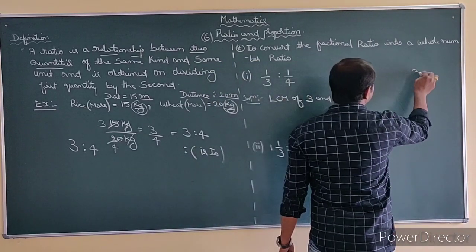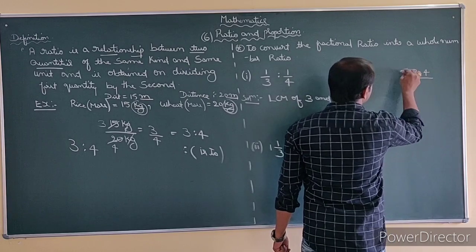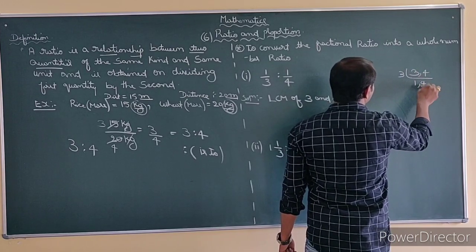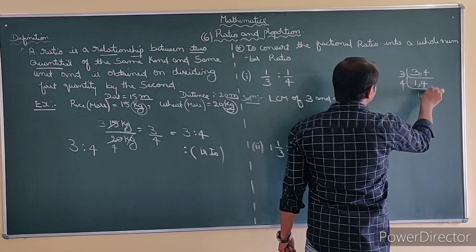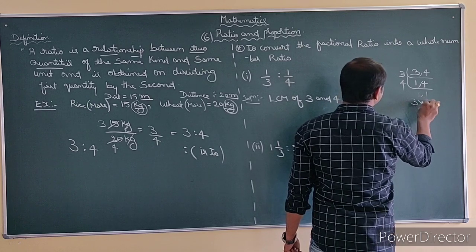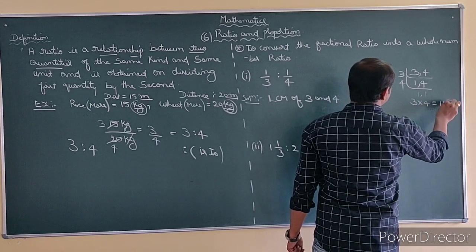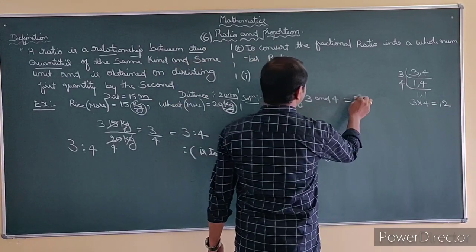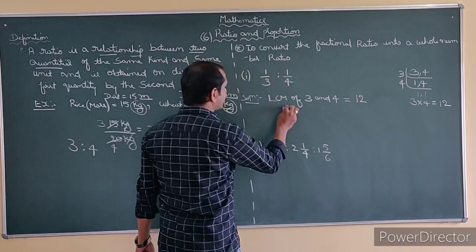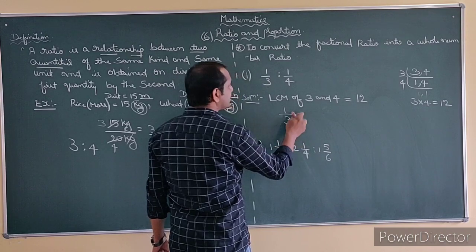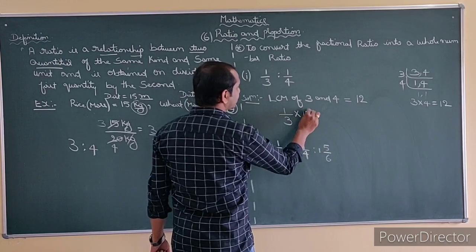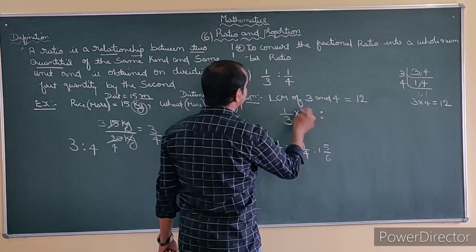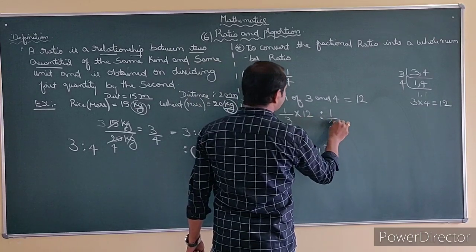So take the LCM of 3 and 4. So we know 3 ones are 3, 4 ones are 4. So it is 3 into 4. 3 4s are how much? 12. So LCM is 12. Now take the quantities. 1 by 3 multiplied by the LCM, whatever you get is 4. Again I have 1 by 4 into 12.